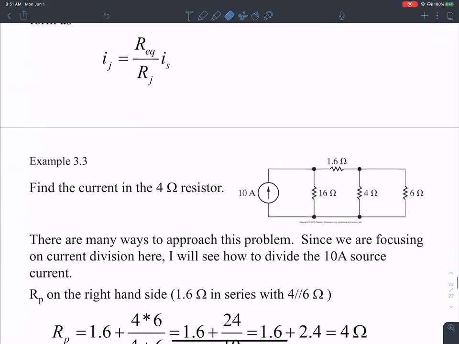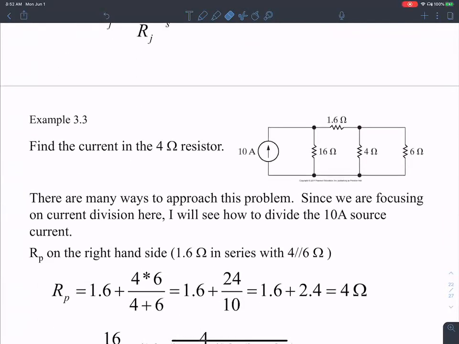Here, find the current through the 4 ohm resistance. The question is, what is the current flowing here? There are many ways to approach the problem. We are using current division here, so we'll see how to find the current I through the 4 ohm resistance. Notice that this is a 10 ampere current source.